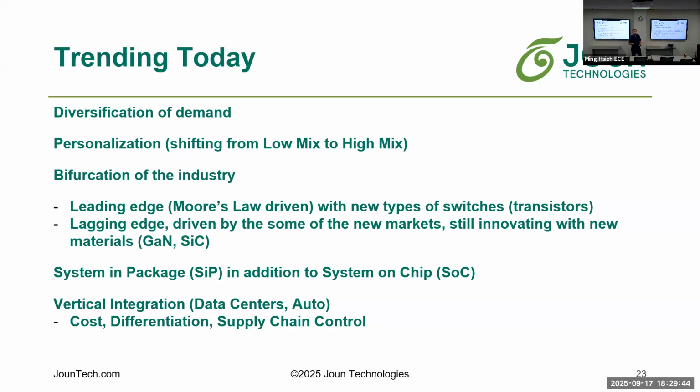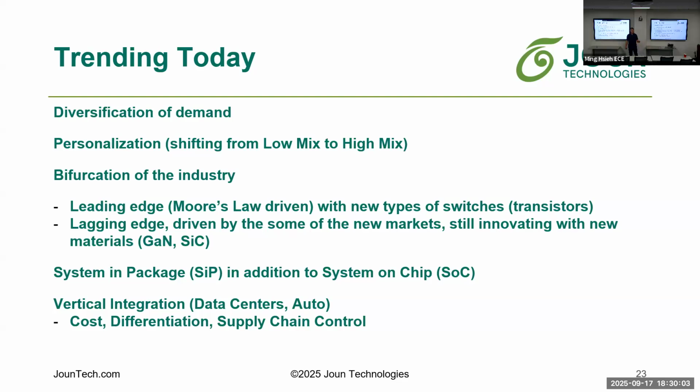Differentiation. Tesla can design a chip for their EV, and only Tesla is going to have that chip, as opposed to them buying something from another vendor like an NVIDIA, and any of Tesla's competitors can get that same chip, right? And finally, supply chain control.